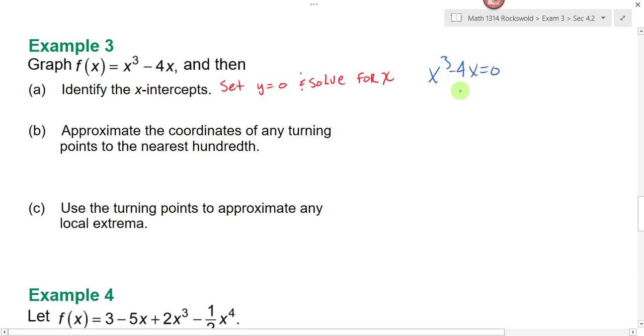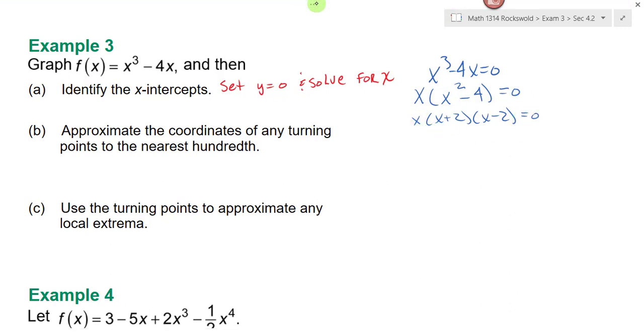How am I going to solve this equation? What do I need to do? Do I have a common factor? I'm going to pull that common factor out, and then I'm left with x squared minus 4 equals 0. Does this factor? Does x squared minus 4 factor? It's the difference of 2 squares. So where will my x-intercepts be? At 0, -2, and 2.